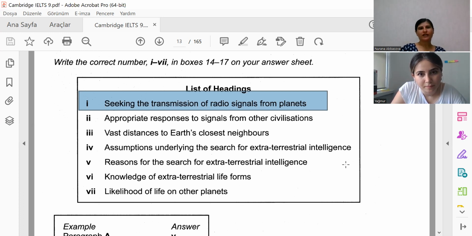Good. The next one: appropriate responses to signals from other civilizations. I think the keywords can be other civilizations. There should be information about other civilizations. Also maybe response is very important. Yes, responses. We want them to answer us.